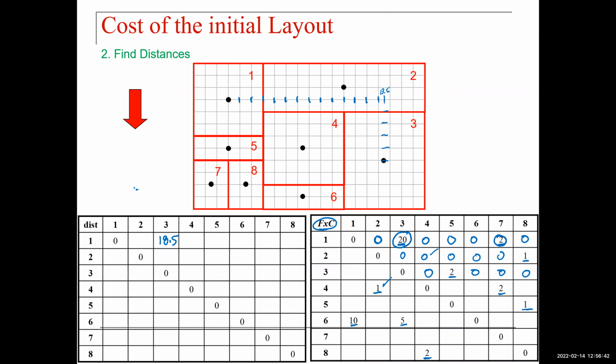So next one will be this one, between 1 and 7. So that will be 1, 1.5, 1, 2, 3, 4, 5, 6, 7. So that's 8.5. Next one, this one, between 2 and 8. So that's 1, 2, 3.